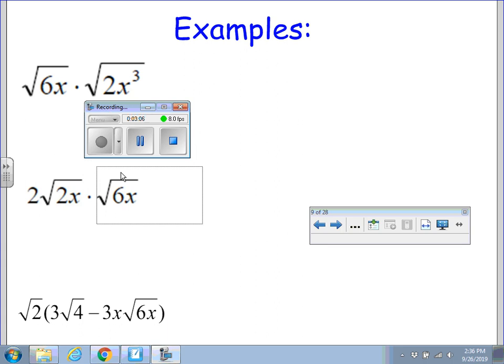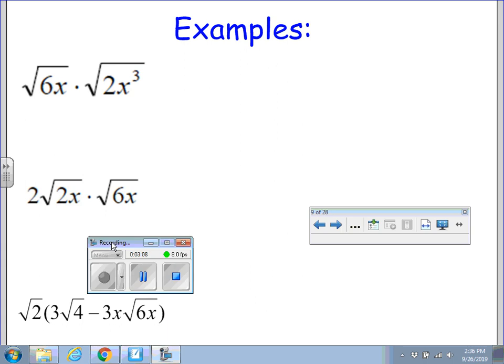Moving on to our next problem, we have the square root of 6x times the square root of 2x cubed. They're both possible, and they both have the same index, which is 2. So the square root of 6x times the square root of 2x cubed is the square root of 12x to the 4th. Now we've multiplied, so now we just simplify. Well, 12 is even, so we can divide by 2 and we're left with 6. 6 is even, we can divide by 2 and we're left with 3.